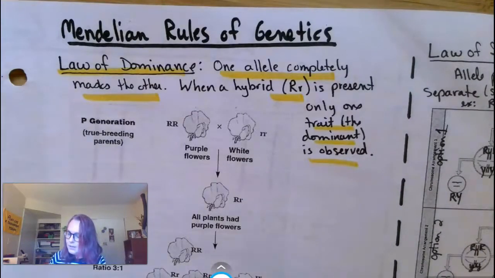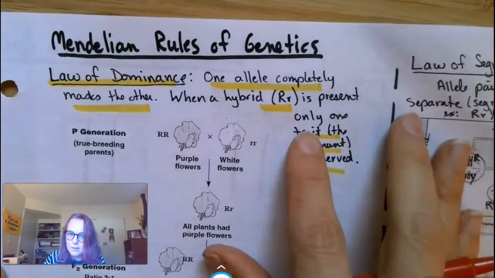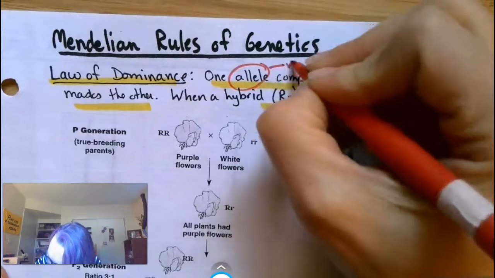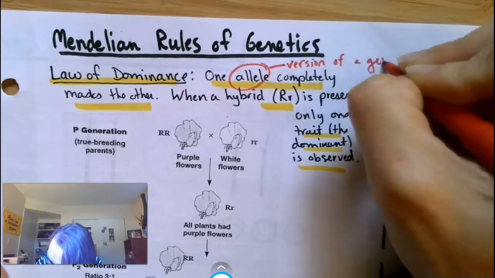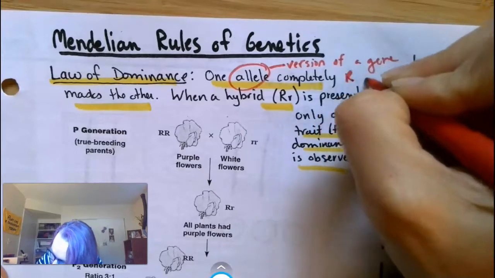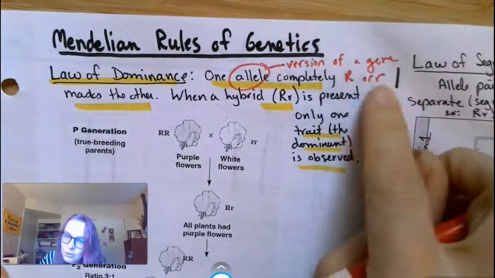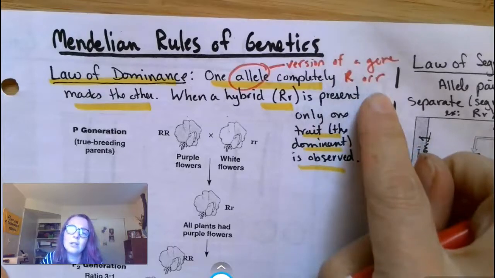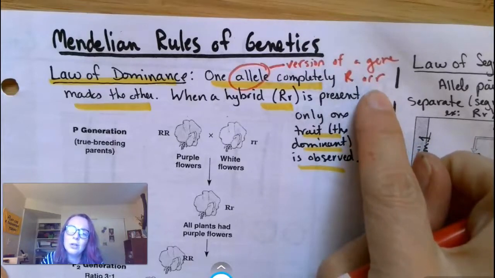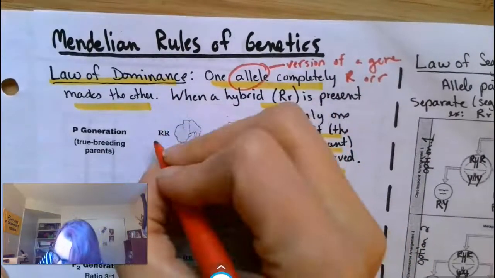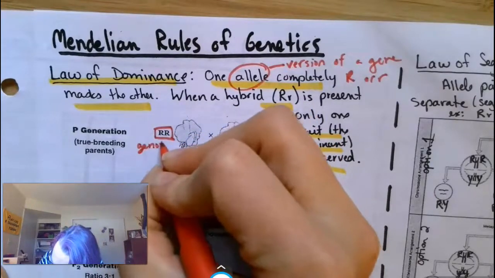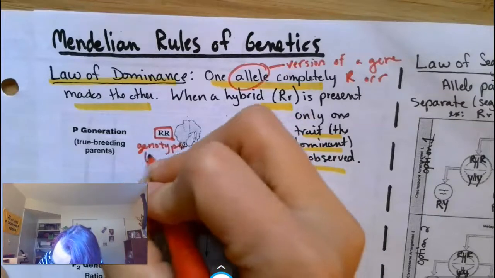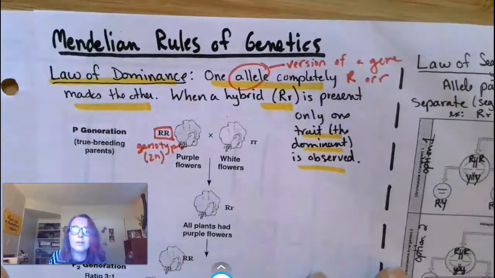So a couple of the key terms I want to talk about first. Just a reminder, an allele is a version of a gene. So it could be R, big R, or little r. These are two alleles for the R gene. Remember, a genotype is like this. Big R, little r is a genotype. And remember, a genotype is 2N or diploid.